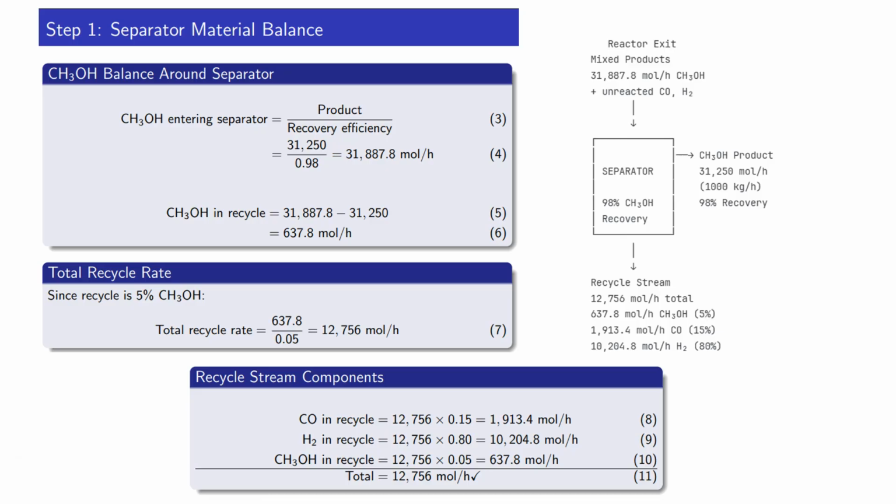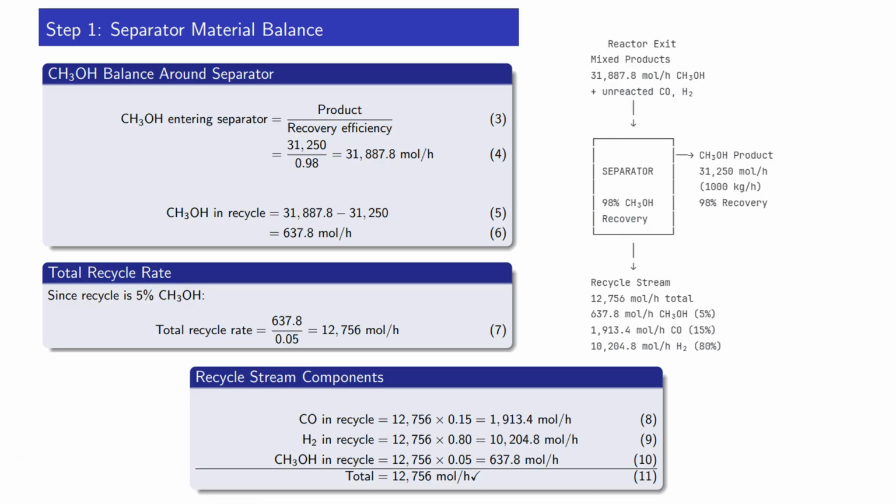And the amount of methanol that is not recovered, the remaining 2%, leaves in the recycle stream. So methanol in recycle is equal to methanol entering minus product rate. Methanol entering is 31,887.8 minus methanol product 31,250. So that is 637.8 mole per hour.